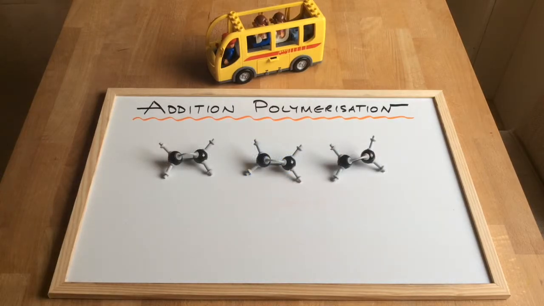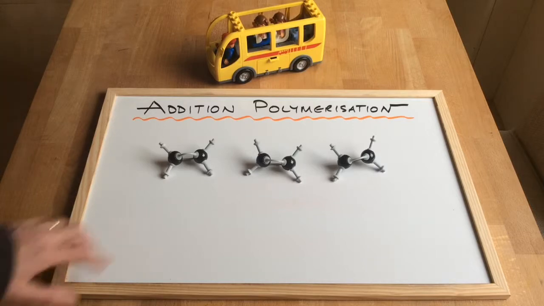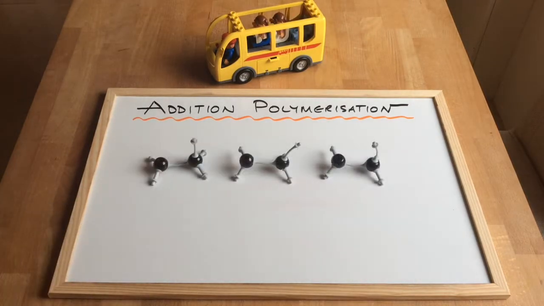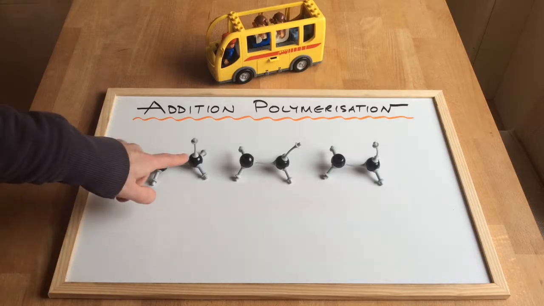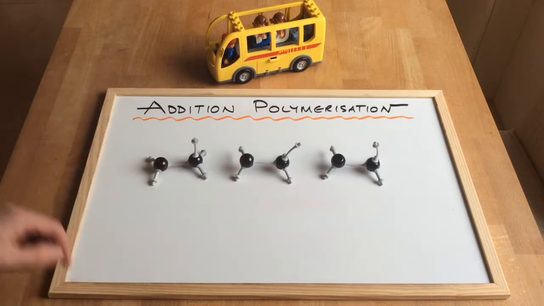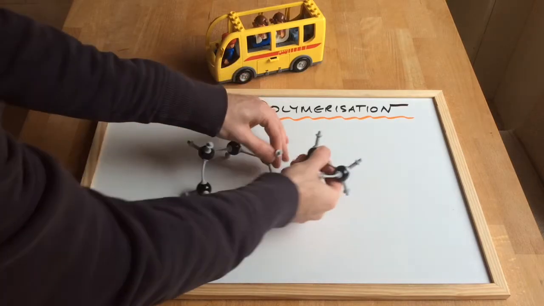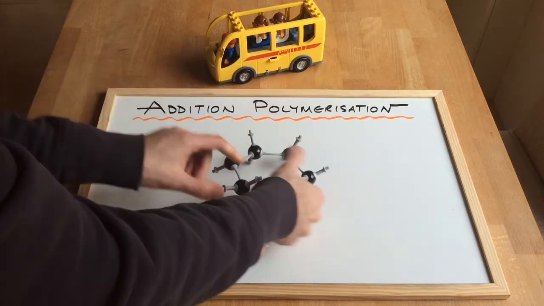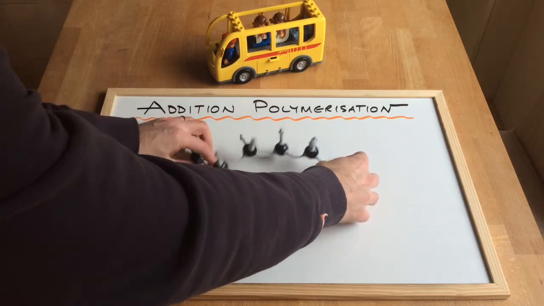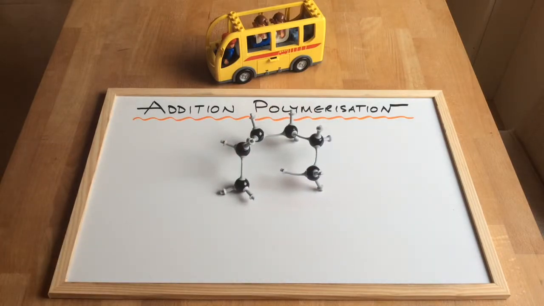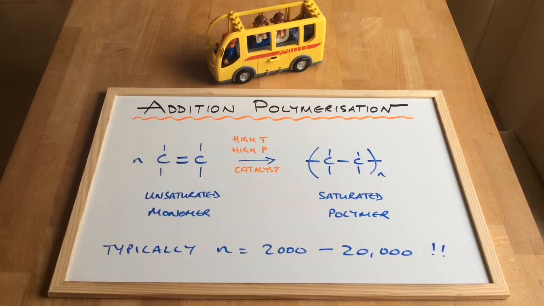So let's take three of these generic alkene molecules and expose them to a high temperature, high pressure and a catalyst. The double bonds break, and hopefully you can appreciate what can happen. We've got some space here, we've got some space here, so we can connect those two carbons like that, and we can do the same there. So basically what we do is we start adding those individual alkene molecules. Once the double bonds are broken, we can start adding them together. So we'll have a look now at how to represent that in terms of a chemical equation.